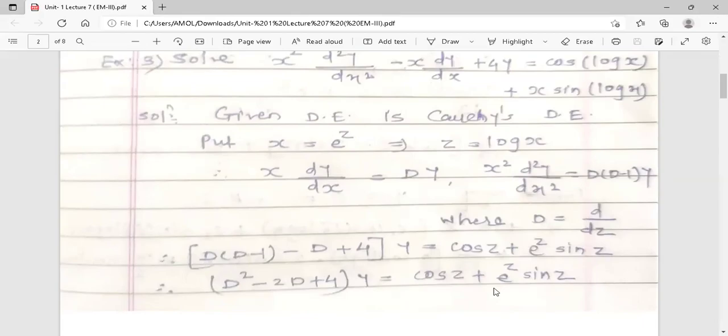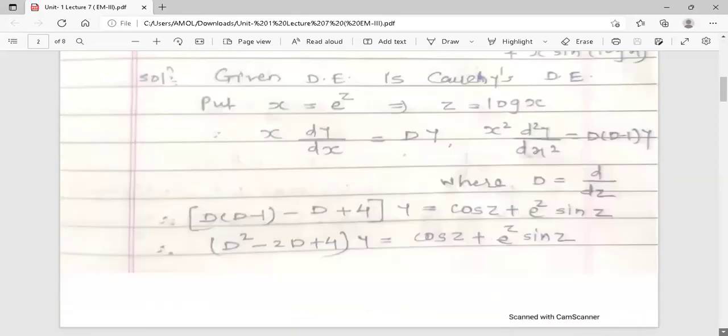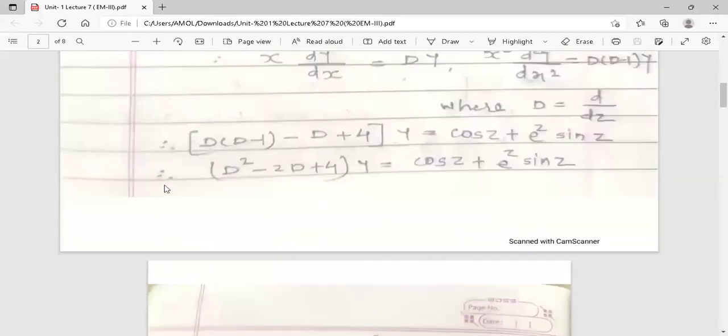This is the simplified form, which is nothing but an LDE. It is in the form of an LDE now: phi of D into y is equal to f of z. In the RHS, there is a function of z now. In place of x, there is a function of z. So it is nothing but an LDE, and you know the solution for an LDE now.